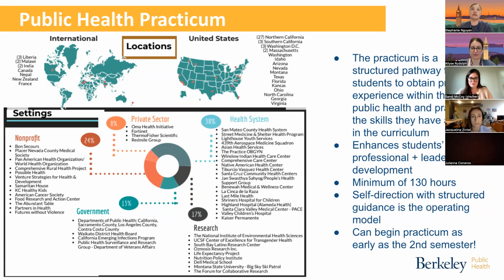It's a pathway for you to utilize, maybe, course skills from epidemiologic methods that you want to apply in a practicum. That's a great space to have a structured area to do so. This is a minimum of 130 hours that you need to complete. It's a self-directed type of practicum, and that's our operating model for that. You can start the practicum as early as your second semester, but you want to complete it by the 6th semester of the program. So there's a span for you to work towards completing this practicum.